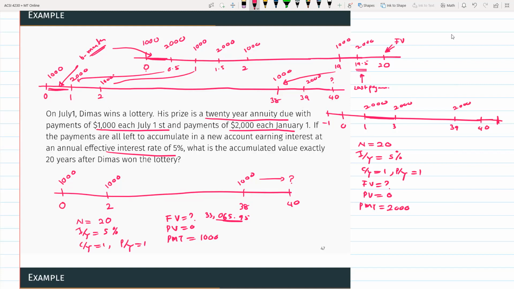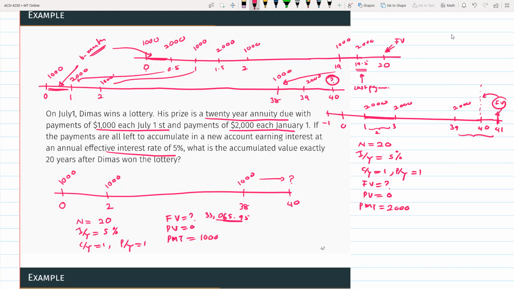Future value is calculated at time 41, not at 40, because the time difference between any two 2,000 payments is 2. So you have a difference of 2, so 39, 2. So you are calculating future value at 41. Not 40, 41. So we then have to discount back to 40 to get the future value at 40, because that's where we need it.